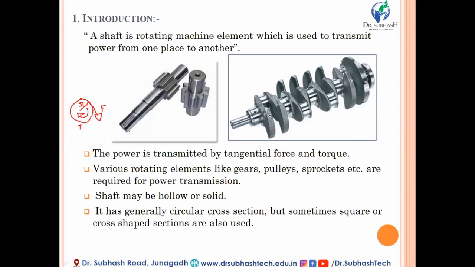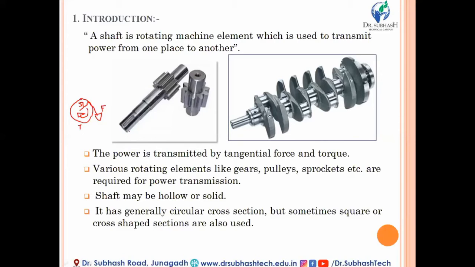Only the shaft is not responsible; with the shaft alone we can never transmit power, but we require some additional elements also. We have seen that on the shaft, rotating members like gears, sprockets, pulleys and many more components are mounted over the peripheral surface of the shaft, and once you rotate the shaft, the gear or pulley so mounted gets rotated. So ultimately, rotating members on the outer surface of the shaft help to transmit power from one place to another.